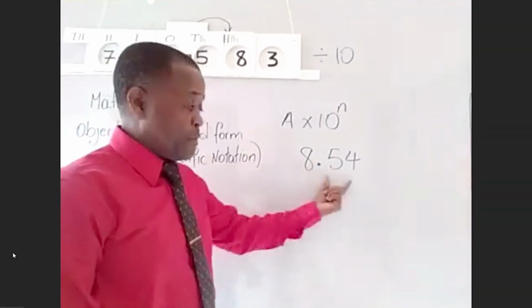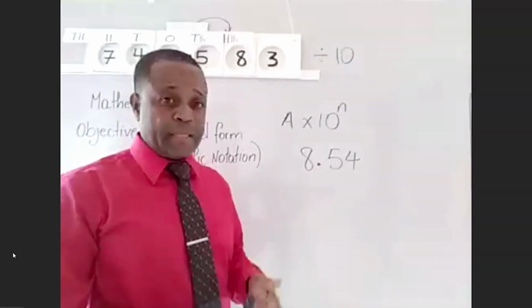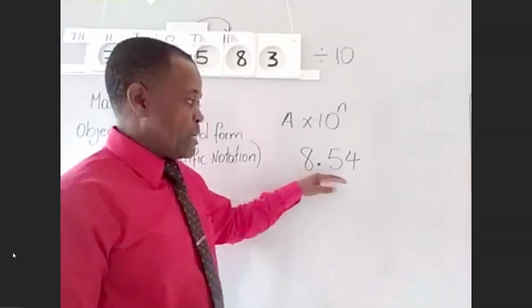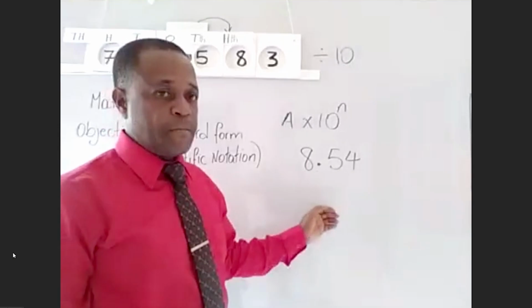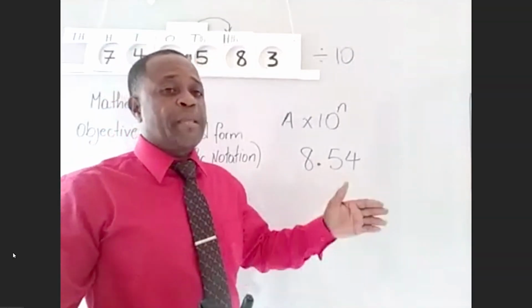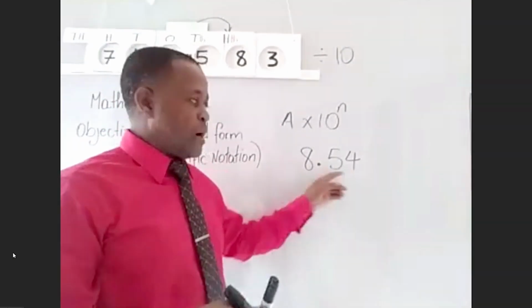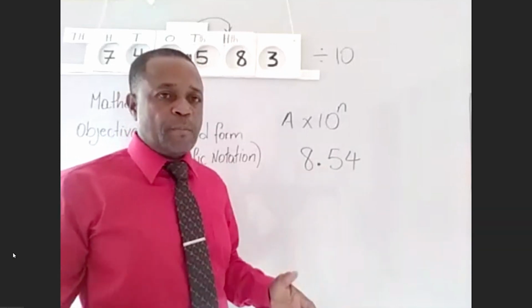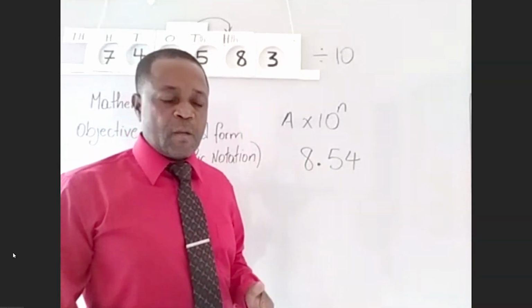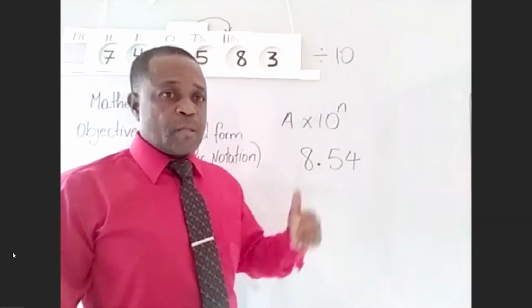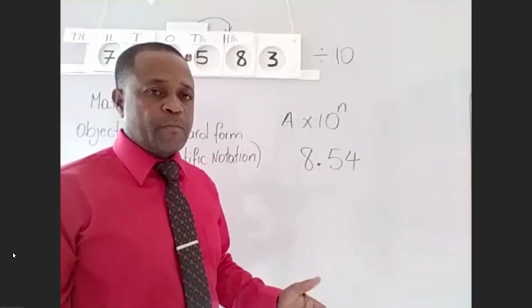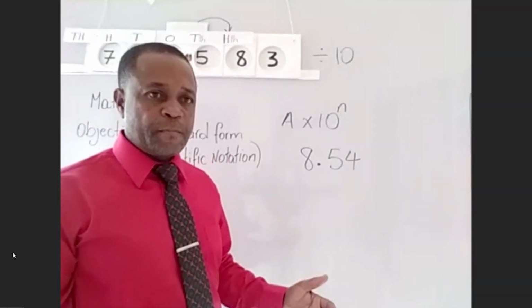You're correct. This number is already between 1 and 10. So we didn't have to move any digit to arrange the number so that it is between 1 and 10. Now, how do we write this number in standard form?